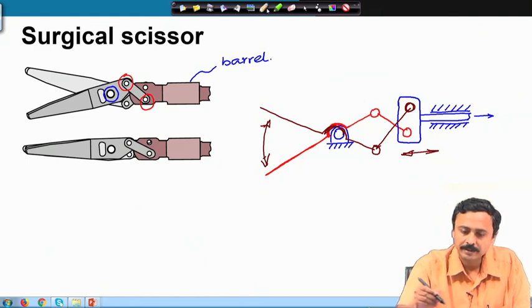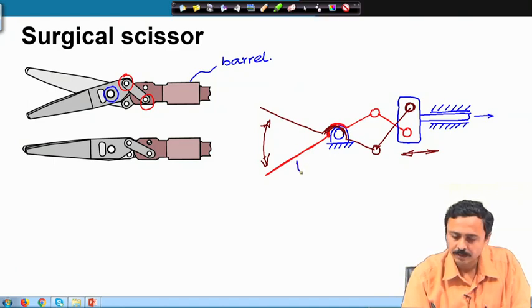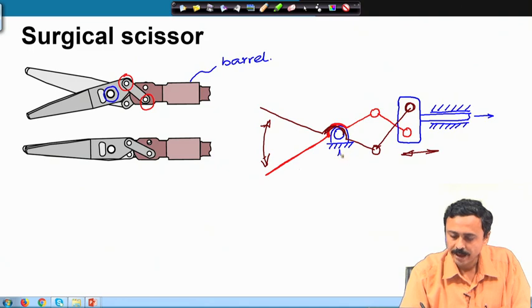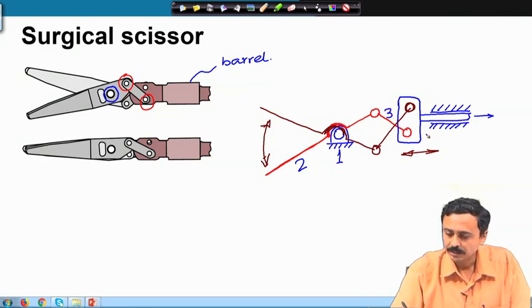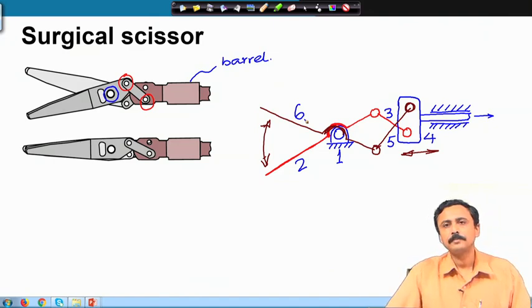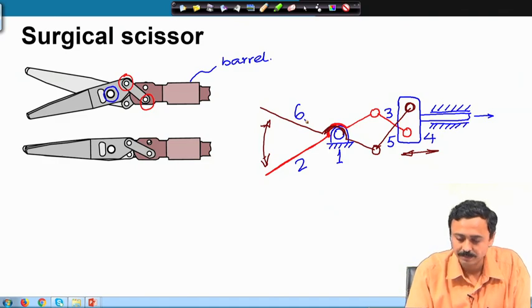Now, let us look at this kinematic chain and let us count the number of links we have. I have here 1, this lower blade as 2, this coupling as 3, and the slider as 4, the other coupling as 5, and the other blade as 6. So, we have a 6 bar mechanism or 6 link mechanism.